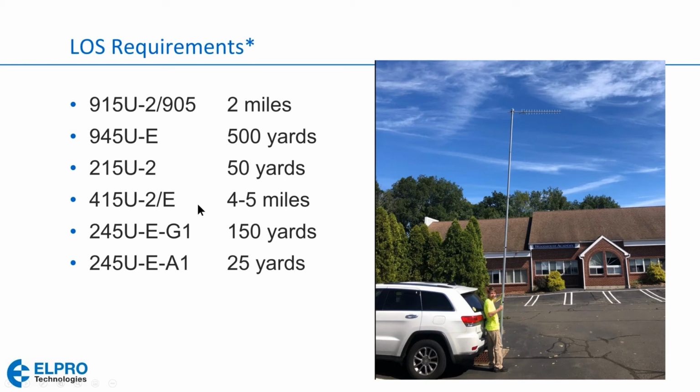The 415U-2, 450 megahertz, 5 watts, 4 to 5 miles. And then we have our high-speed Ethernet devices, the 2.4 and the 5 gigahertz, 150 and the 25 yards there. So beyond that, you generally need to be able to see the other antenna, so they will have to be mounted fairly high up. Now, I want to take a minute to show this photograph here.